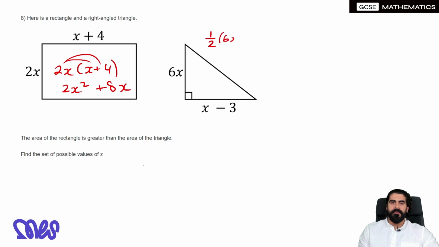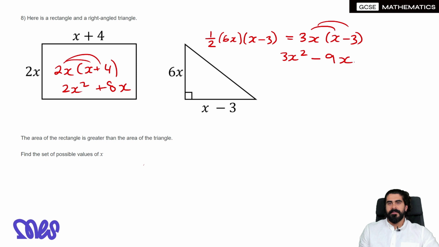Now for the triangle, we're going to have a half times the base length times the height. I'm just going to write the height one first because it's actually easier in this case. Because you could do a half of 6, which is 3x, times (x minus 3). Then we just expand that. So we have 3x squared minus 9x.